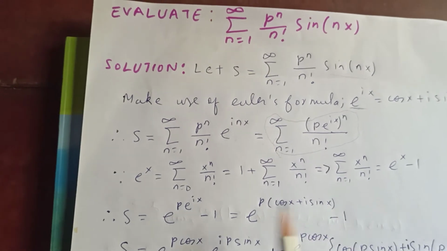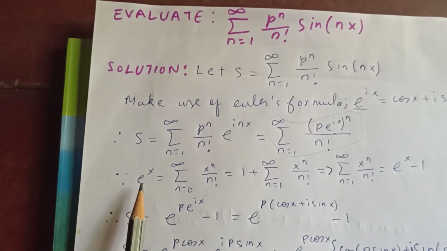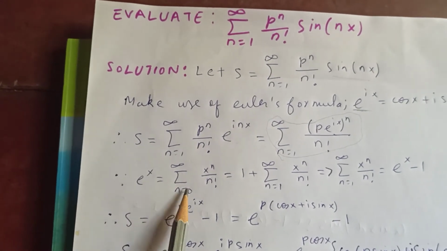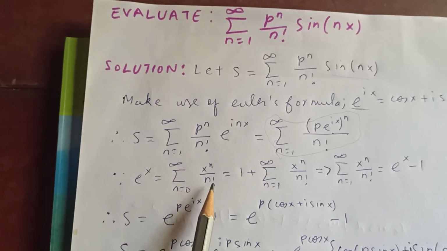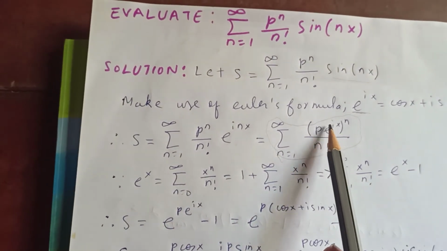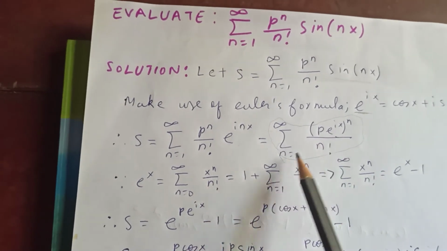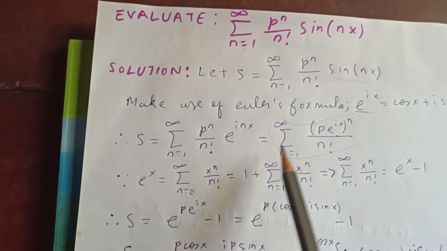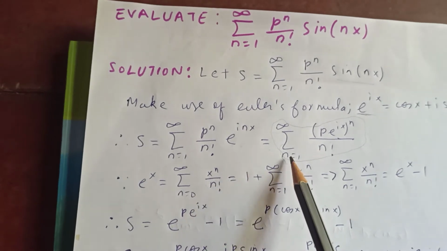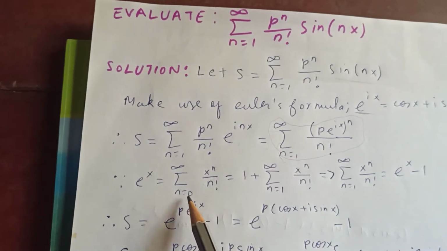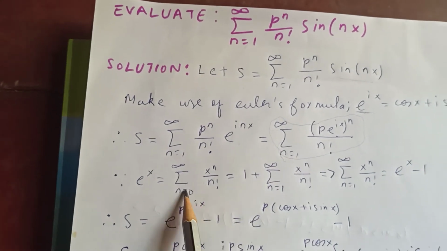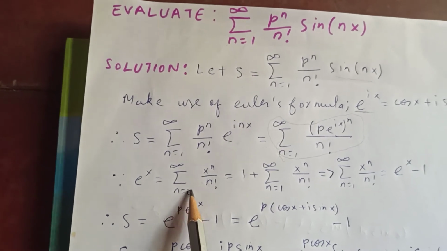So let's see our exponential series. e to the x is the sum from n equal to 0 to infinity x to the n upon n factorial. So if you put, let's say, p e to the ix as x, these two are just similar. The thing is that here n starts from 1, and here it starts from 0. Now let's try to start this one from 1.